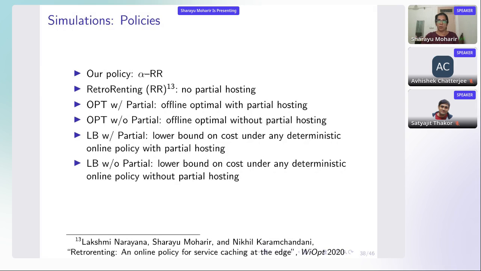So we compare the performance of alpha RR with RR, which was the policy we proposed in the first part of this talk. RR and alpha RR actually work on the same principles. It's just that RR is not allowed to host parts of the service. Other bounds or policies we compare against are the offline optimal policy with partial hosting, the offline optimal policy without partial hosting, and we also plot two lower bounds, lower bound with partial hosting and lower bound without partial hosting. And we present both synthetic and trace-driven simulations. I'll start with synthetic simulations.